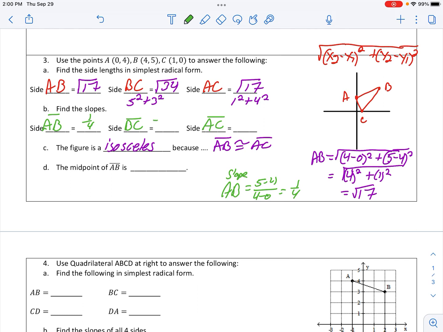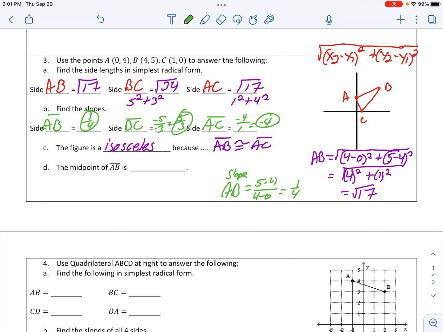I want to see if there's any relationship that happens with a fourth. Okay, BC, I'm doing 0 minus 5 over 1 minus 4, which is negative 5 over negative 3. So it looks like I get a positive 5/3. No relationship there. AC. All right, 0 minus 4 is negative 4, 1 minus 0 is 1. It looks like I get negative 4. Well, there it is. AB and AC are going to turn out to be negative reciprocals.